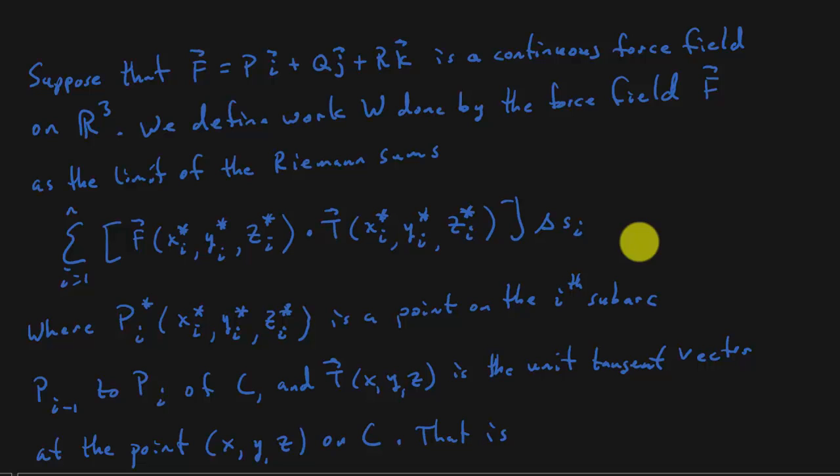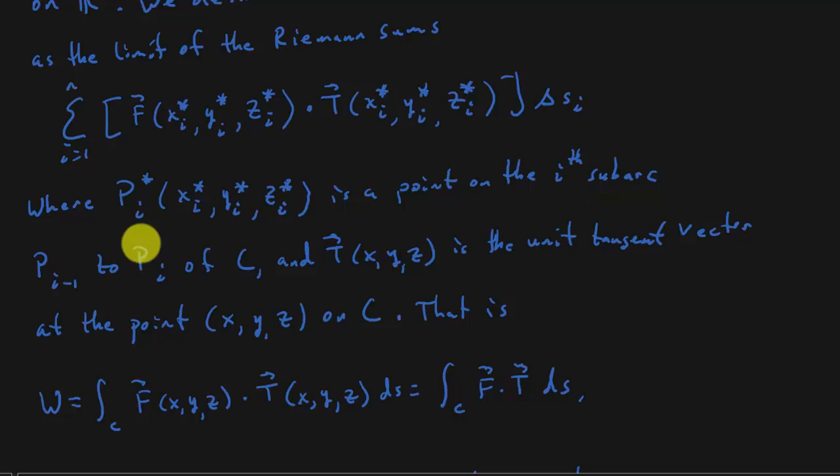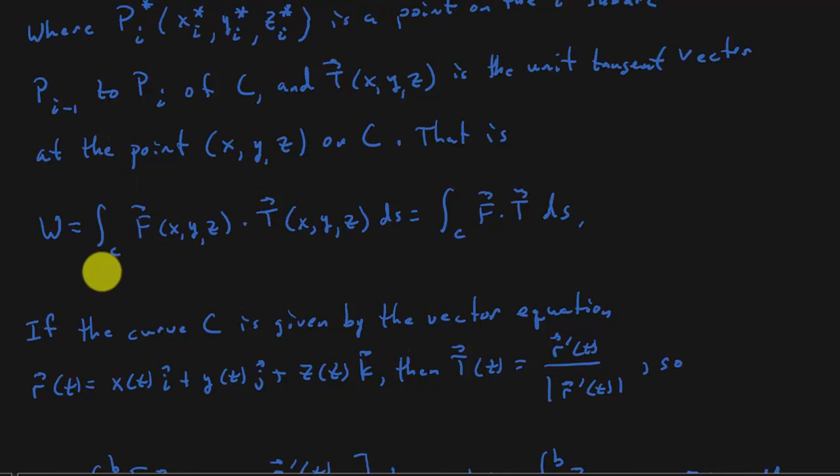We define the work W done by the force field F as the limit of the Riemann sums. This is F dot T, where P sub i is a point on the ith subarc, P sub i minus 1 to P sub i of C, and T is the unit tangent vector at the point x, y, z on C. Remember, you did that in an earlier section. That is, the work is the integral over C of the vector function F dot the unit tangent vector, which you can write as short as this.